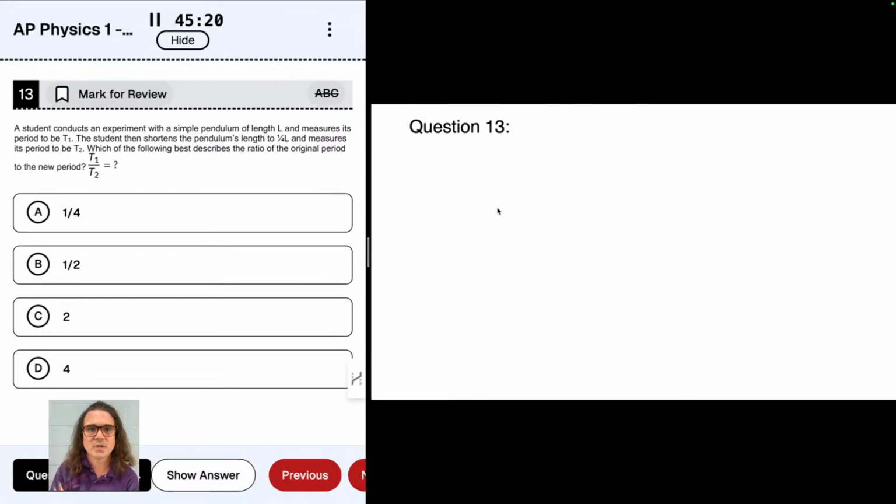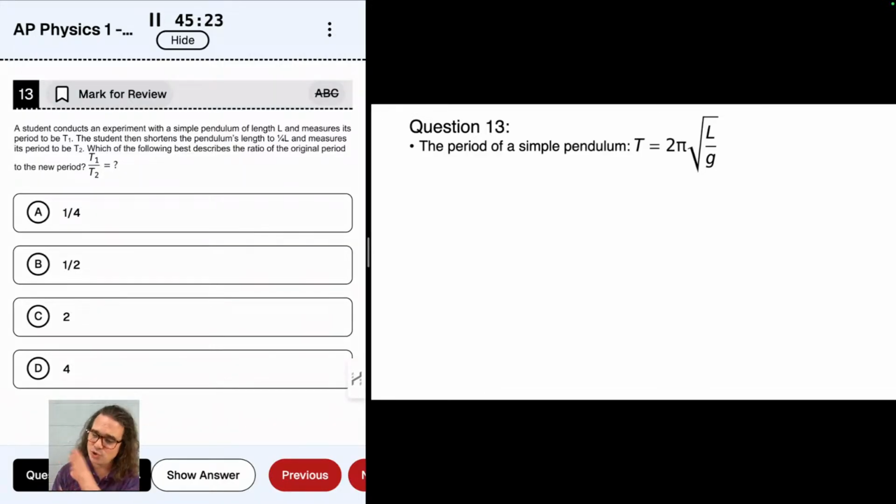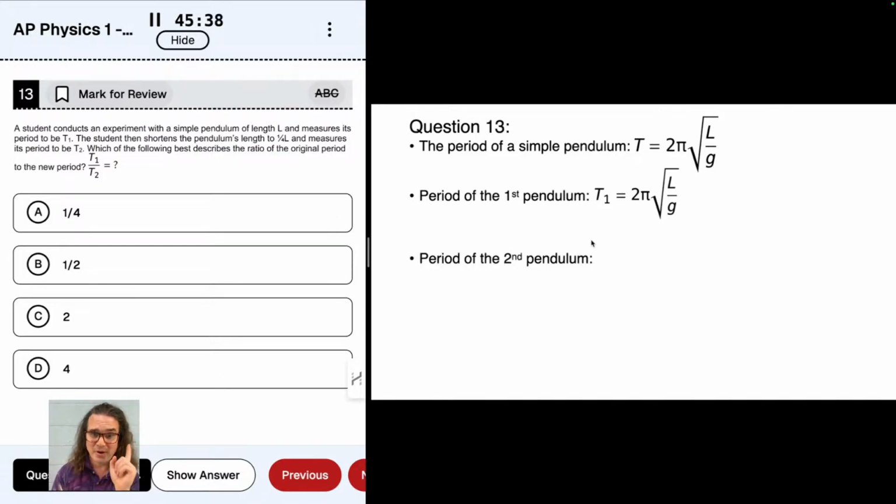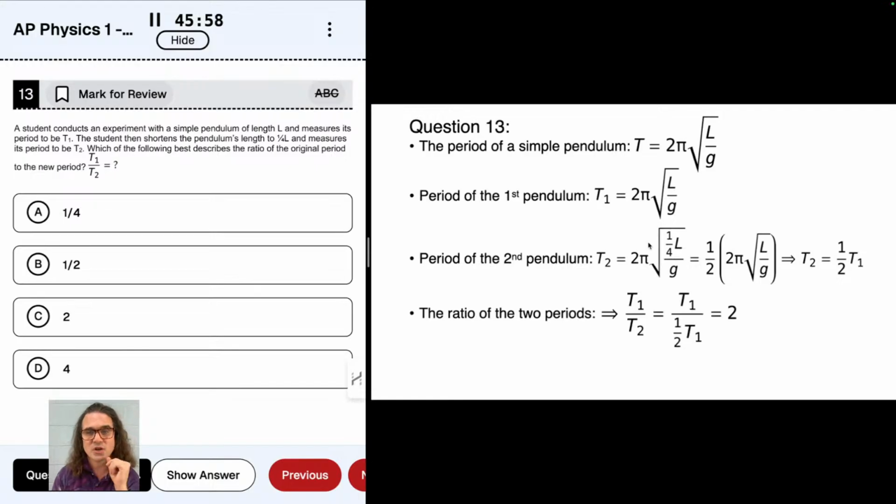Question 13. The period of a simple pendulum is 2 pi times the square root of the length of the pendulum divided by gravitational field strength. The period of the first pendulum is just 2 pi times the square root of L over g, because the length of the first pendulum is L. The period of the second pendulum is 2 pi times the square root of 1/4 of L over g, because that is the length of the second pendulum. The square root of 1/4 is 1/2. So you end up with the second period equal to 1/2 times the first period. So when you're looking for the ratio of the two periods, you will get the number 2. The correct answer is C.